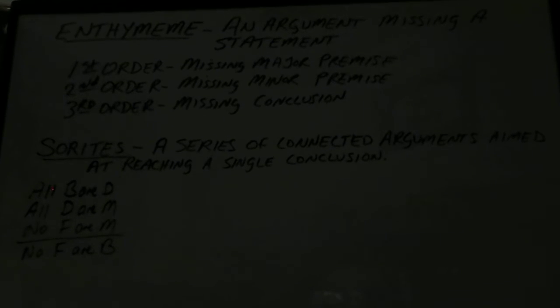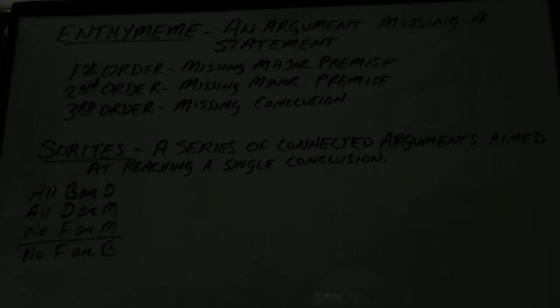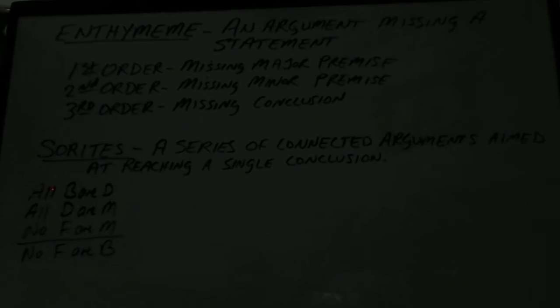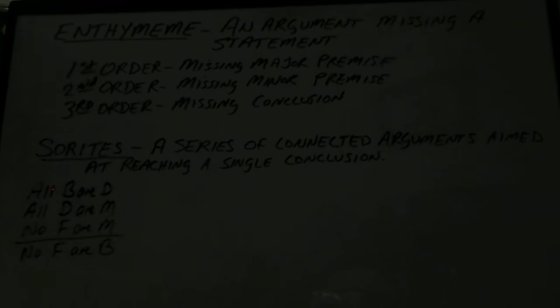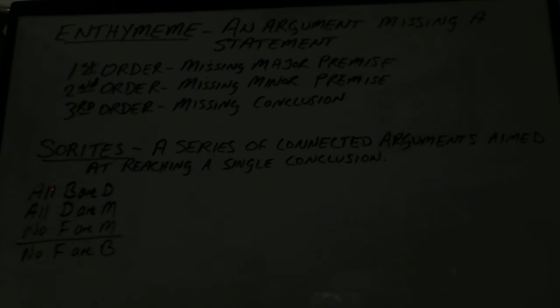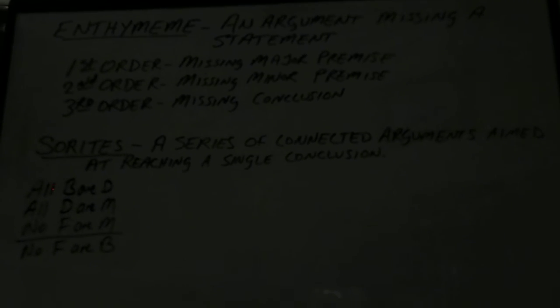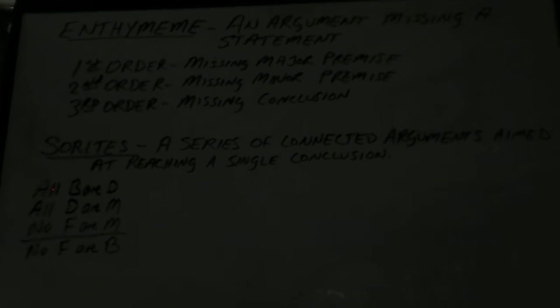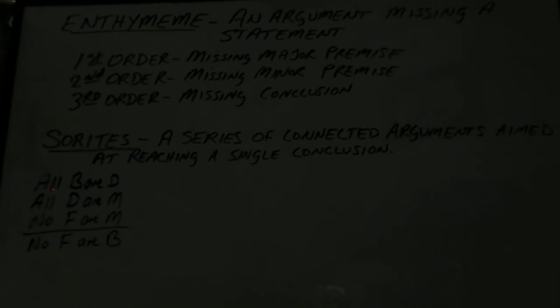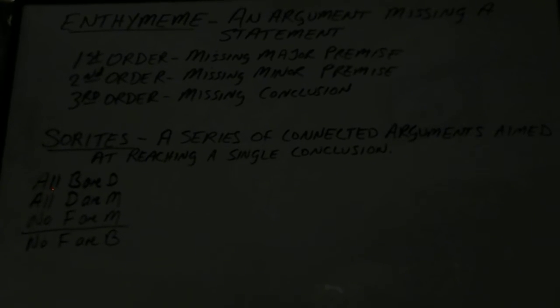If you have a first-order enthymeme, it means that you're missing the major premise. If you have a second-order enthymeme, it means you're missing the minor premise. And if you have a third-order enthymeme, it means that you're missing the conclusion. Now, why would this be? Well, individuals will leave out a premise for various reasons.